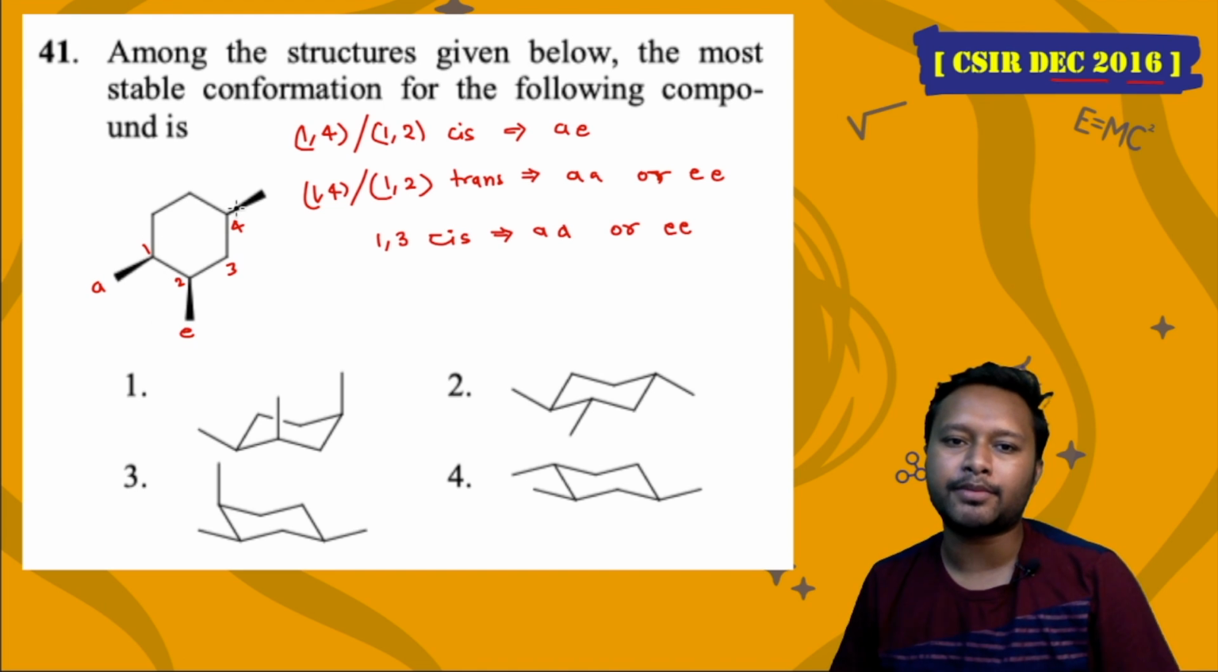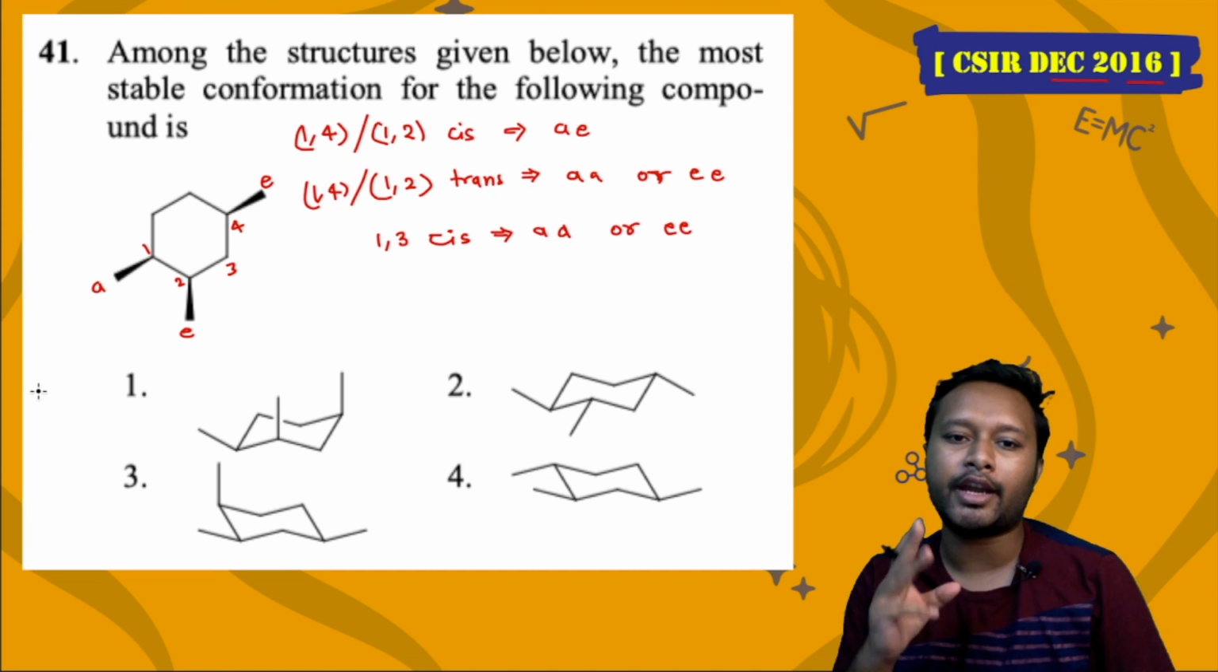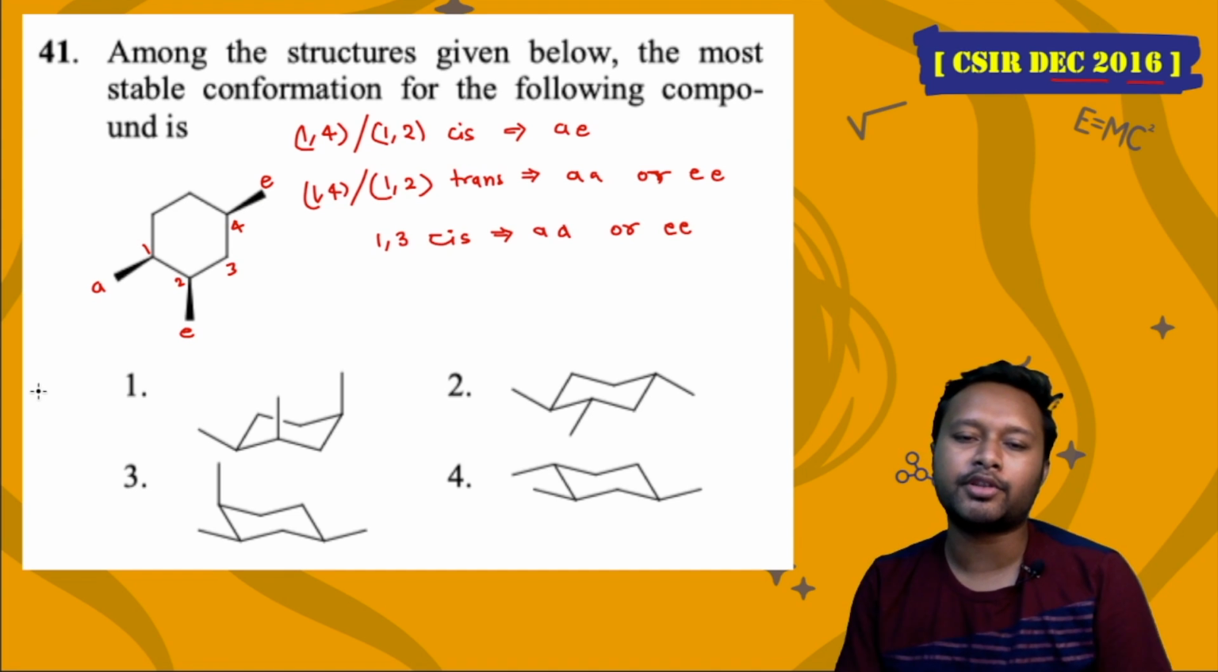Then again we have substitution on 1,4 as well. For 1,4, both the groups are cis as well. So if one is axial, the other one will go to the equatorial position. That means two of the methyl groups will remain at the equatorial position and one of them will remain axial. This should be the most stable conformation of the molecule.